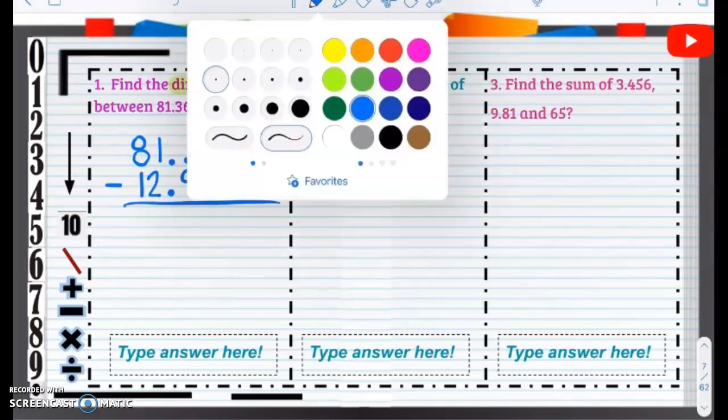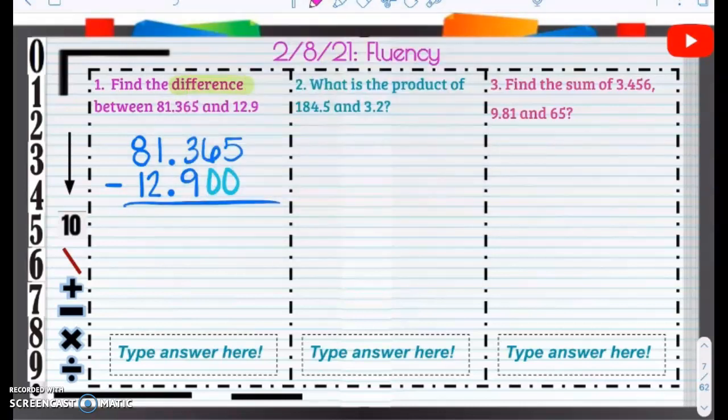So 5 minus 0 is going to be 5. 6 minus 0 is 6. 3 minus 9 we can't do, so this 1 becomes a 0 to make this 3 a 13. So 13 minus 9, 9, 10, 11, 12, 13, you get 4. Drop that decimal, drop it like it's hot.